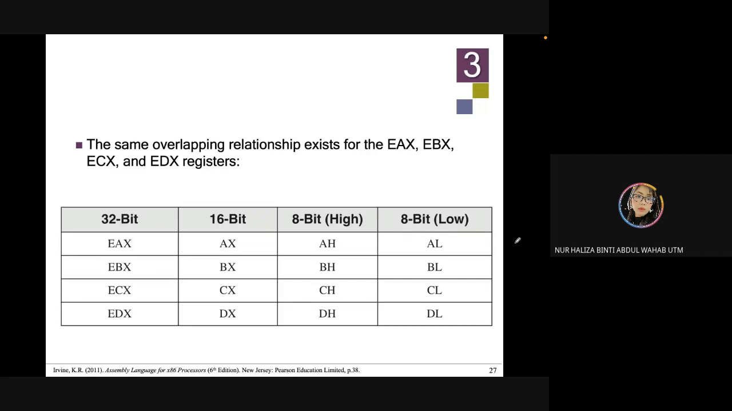And after that, we also have B. For B, you can see here, this is all B. B is called base. C is called count. D is data. In A, I forgot the name of A. Accumulator. A is accumulator. B is your base. C is your count. D is your data. So all of this is a register.